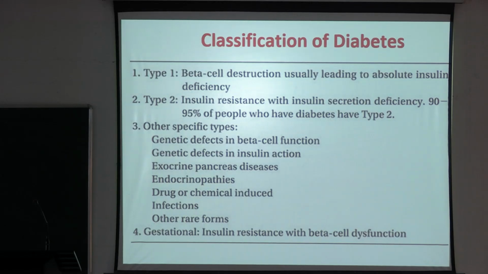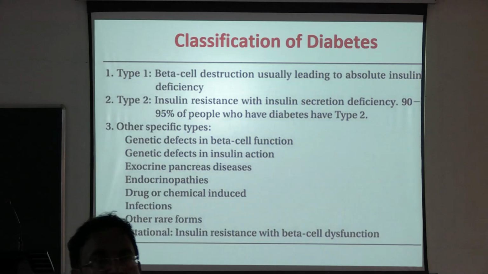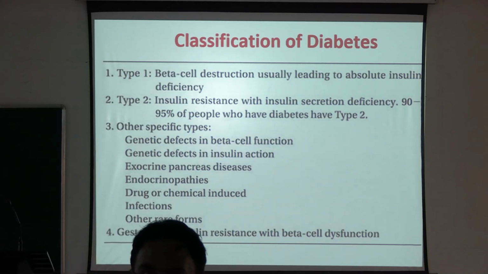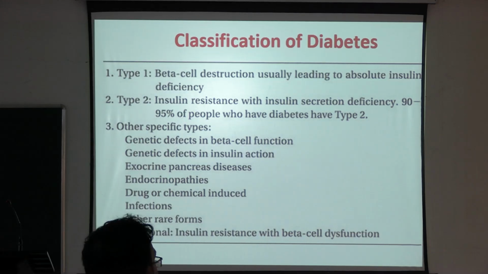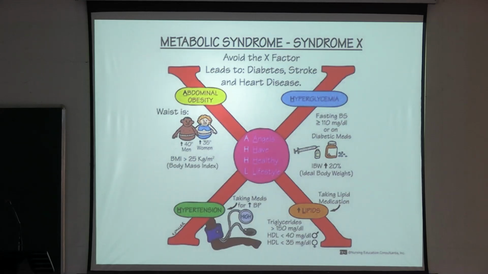Okay. So you also have genetic defects in beta cell function, insulin action, exocrine pancreas disease, drug-induced endocrinopathies, infections, other rare forms, and gestational diabetes, diabetes during pregnancy. Quite often we see that diabetes occurs during pregnancy. In many cases it remains after pregnancy, and in many cases it resolves on its own. So what is diabetes about?